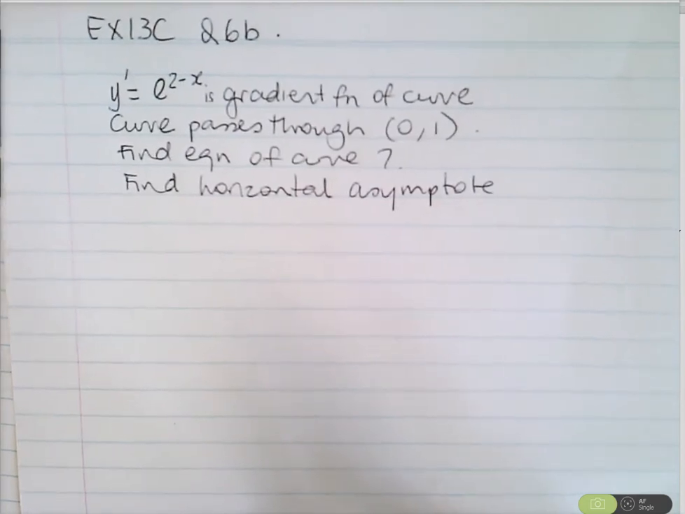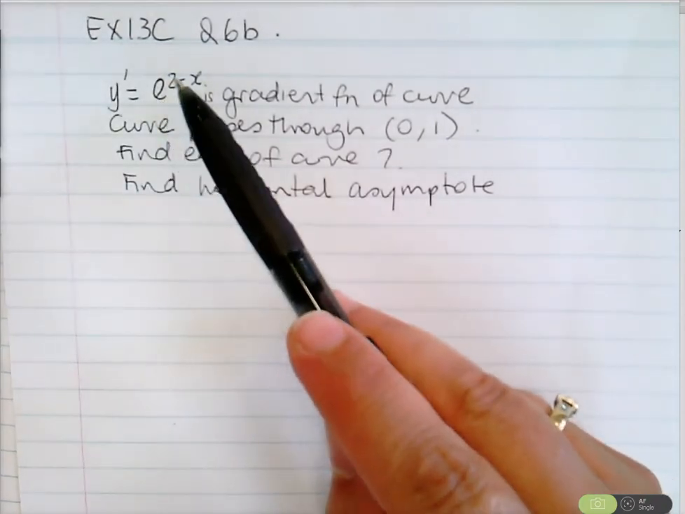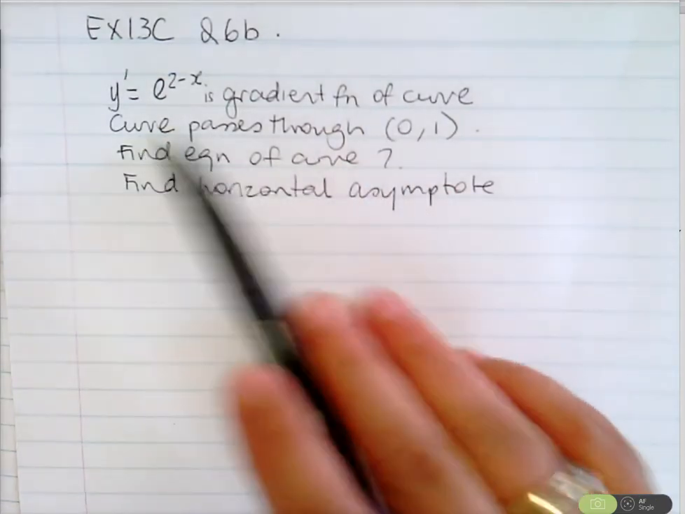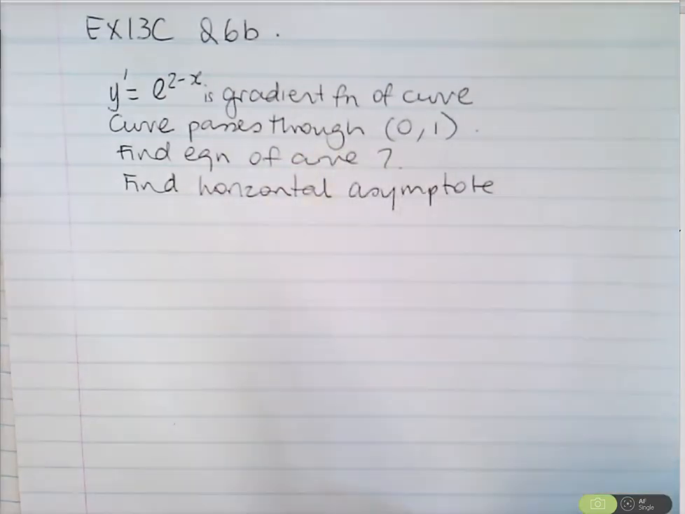Exercise 13C, question 6B, a homework problem. y dashed is equal to e to the 2 minus x. That's the gradient function of the curve. They're asking you to find the equation of the curve given that it passes through 0 and 1.